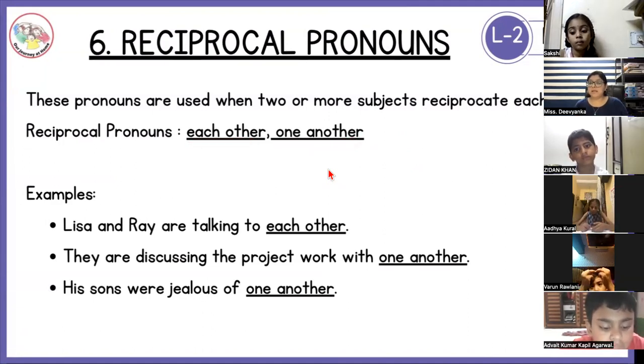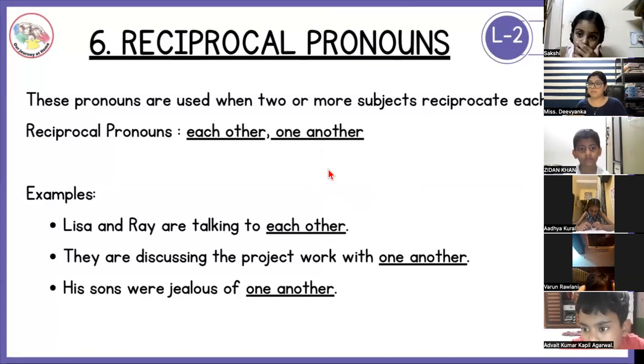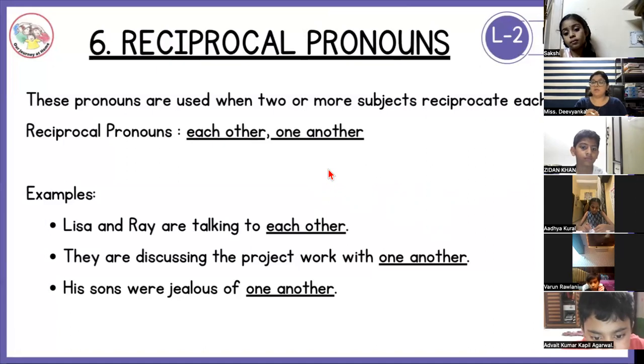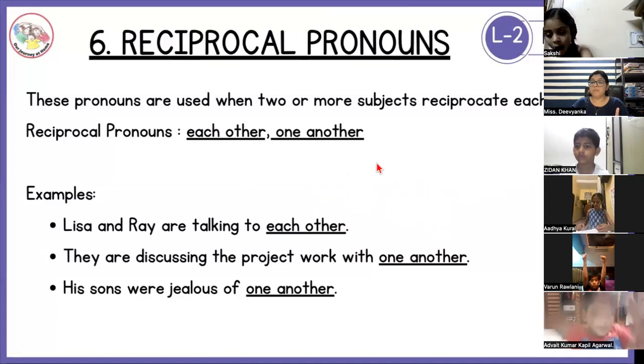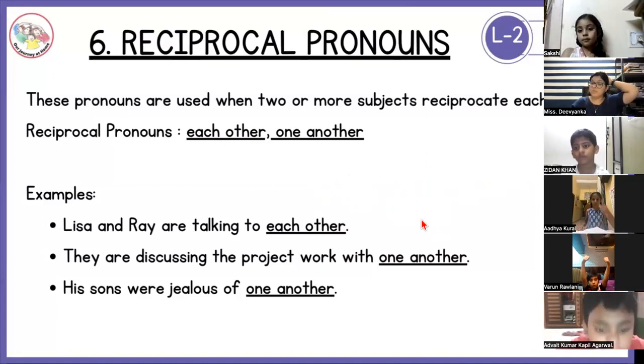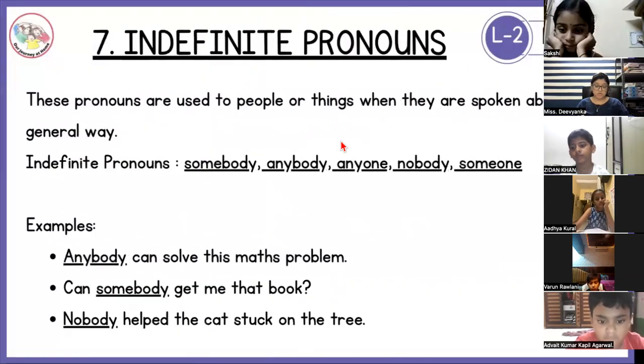Okay. So I can say, Zidane and Advait are playing against each other in the game. Right? And I can also say that Adya and Sakshi are playing together as a team in the game. Right? So they are playing with each other and against each other. It can be used in both the scenarios. Did you understand this? Reciprocal pronouns? Yes. Varun, 2 thumbs up. Very good. Okay, now let's go to the next one.